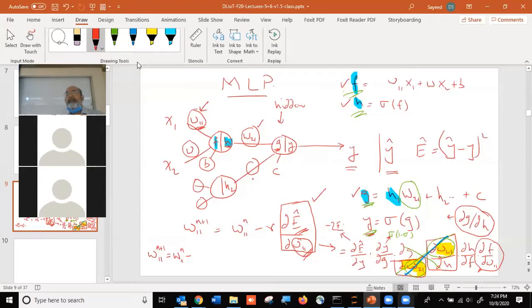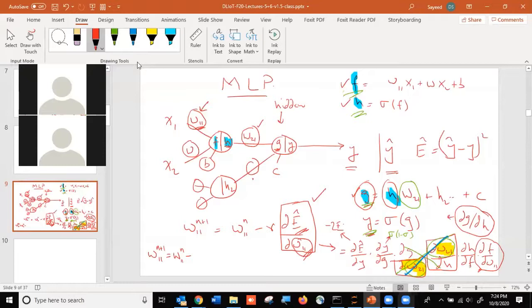So we're taking the derivative of g with respect to h1, so it will be w21. Sir, I did not understand the dy over dg that you found. So who is that again online? The one who asked the question? Naman.